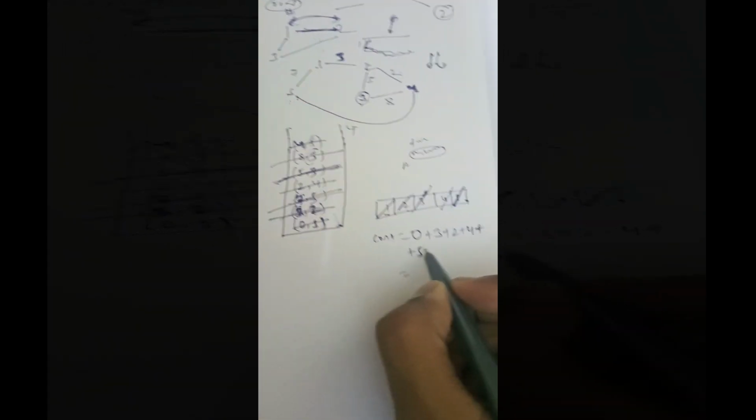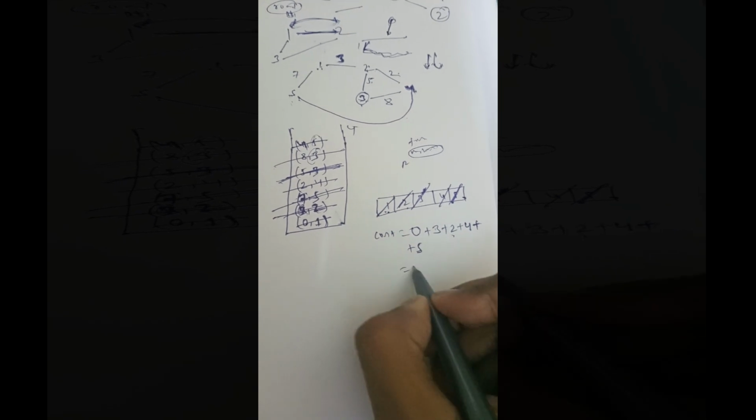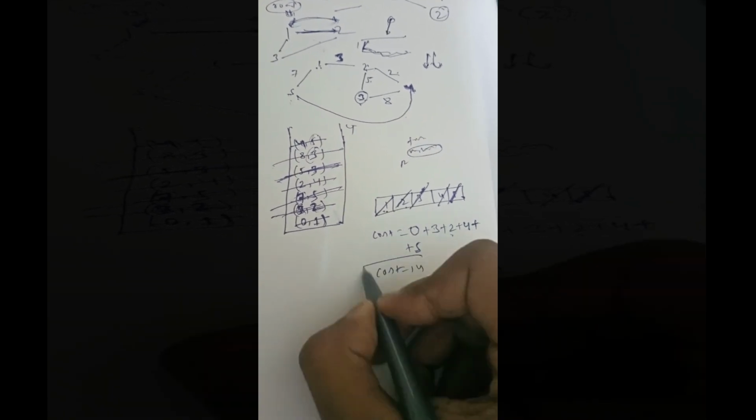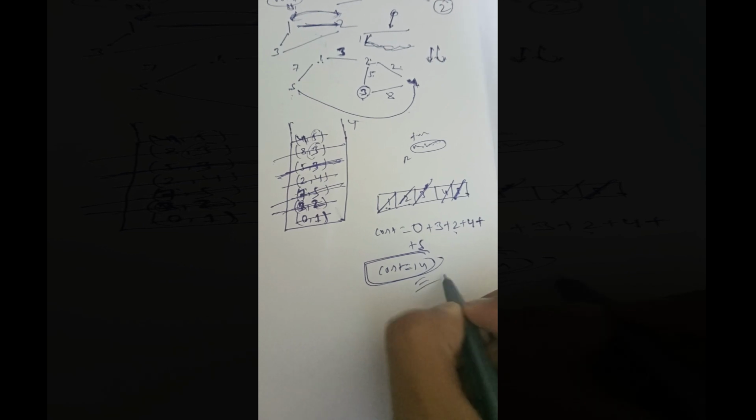Then what is the cost now? 5 plus 4 is 9, 9 plus 2 is 11, 11 plus 3 is 14. What is the cost? The cost is only 14.